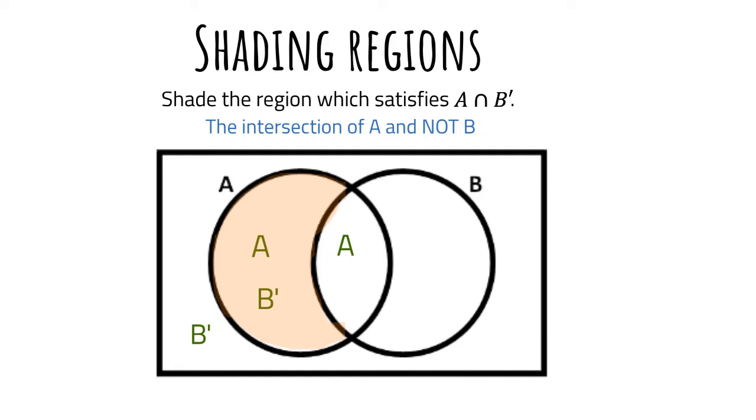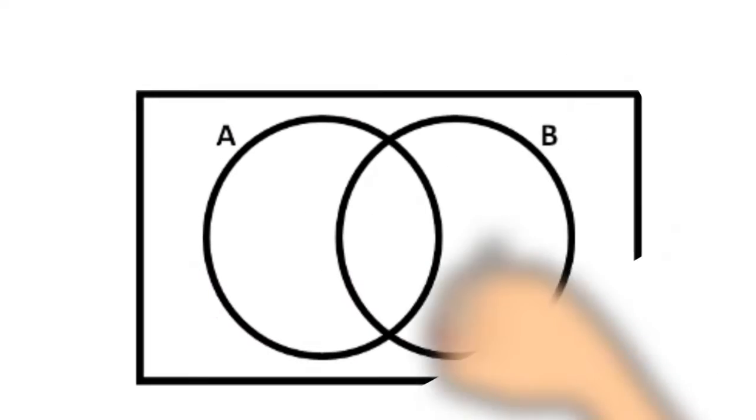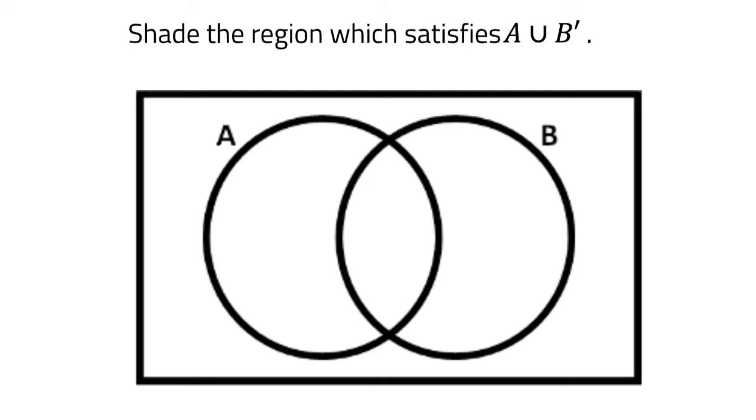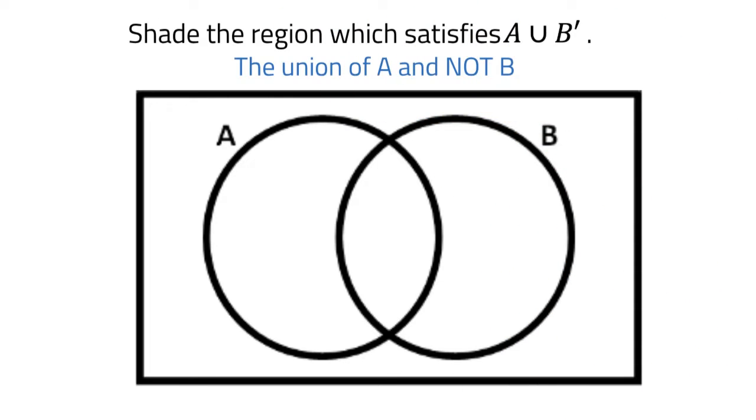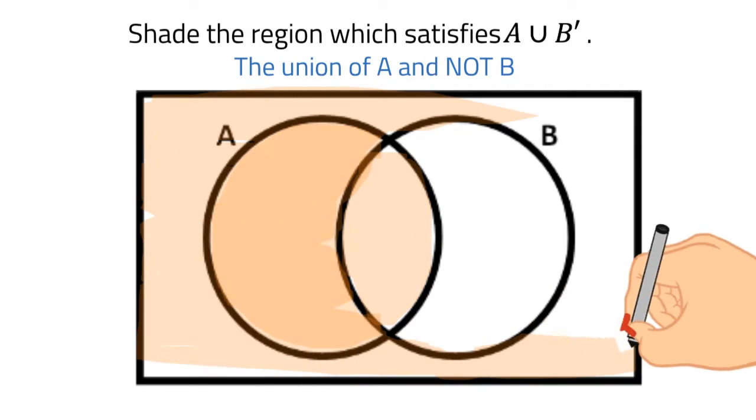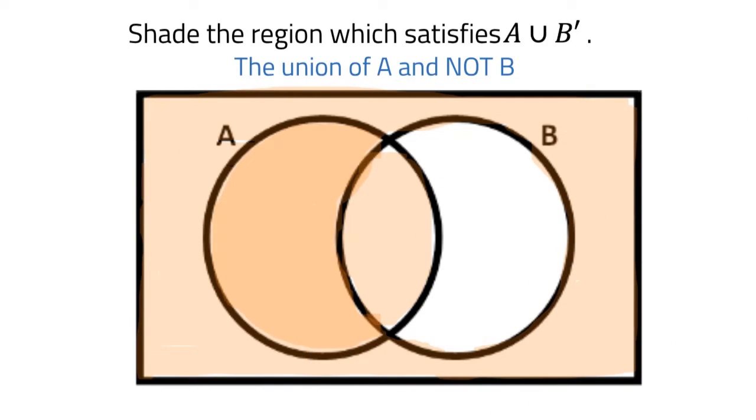Now let's have a go at another one. This one looks almost the same, except instead of the intersection, I have the union. Now with the union, I can shade all of A, which means this part, and this middle part. And then I can also shade all of not B. Remember the salad bowl? Both things can go in their entirety.